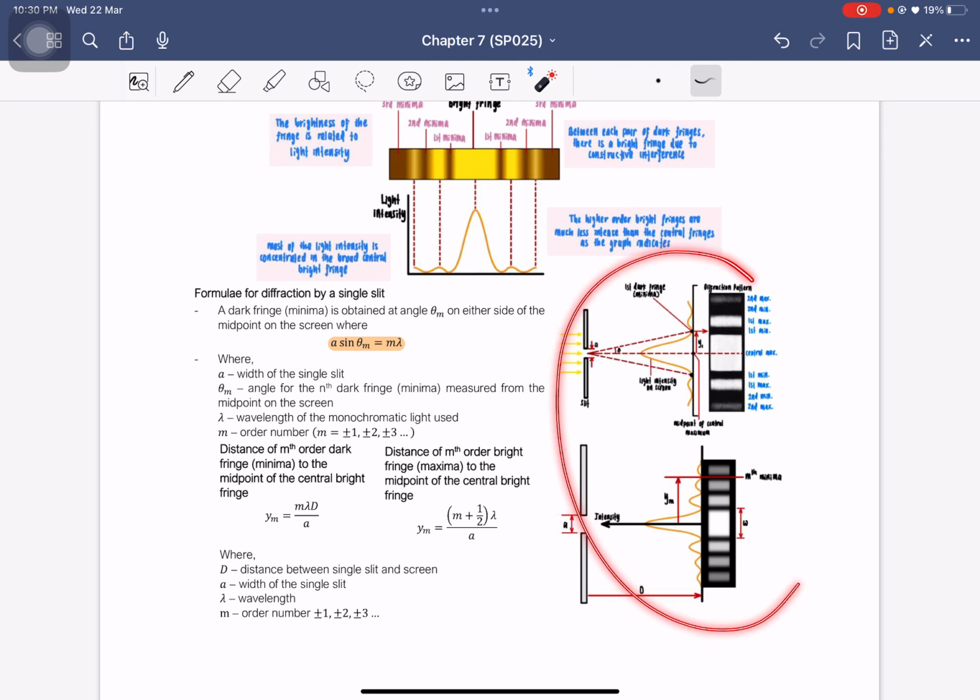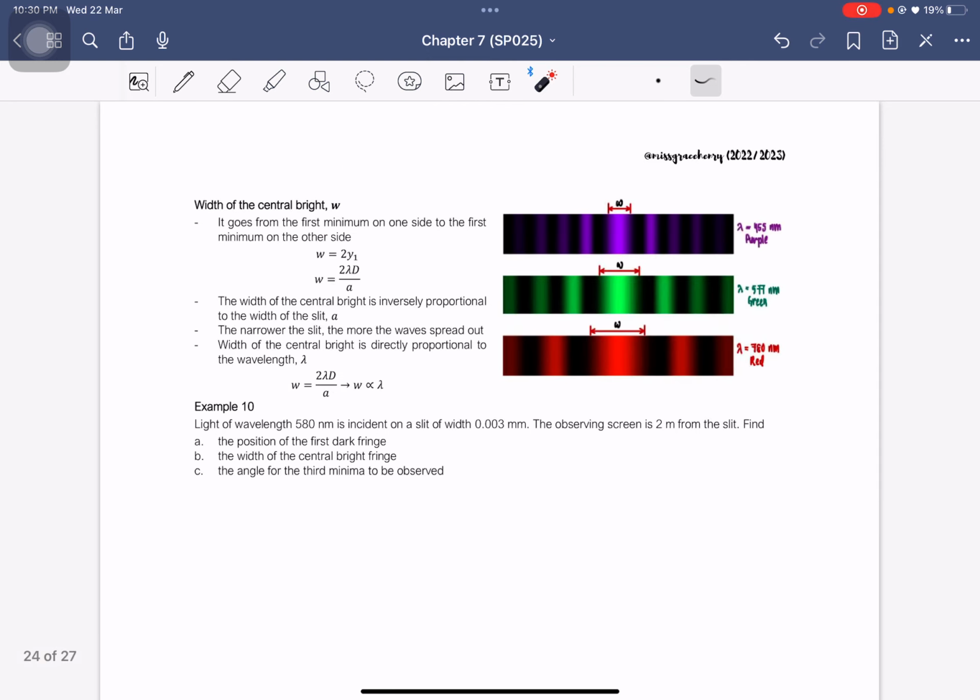Okay, so that's just a diagram, you can read this through. This is the width of the central bright fringe. It goes from the first minimum on one side to the first minimum on the other side. This is the width of the central bright fringe. So this is the formula, and it is inversely proportional to the width of the slit. The narrower the slit, the more the waves spread out. The width of the central bright fringe is directly proportional to the wavelength.